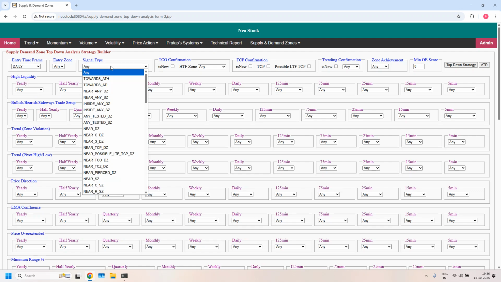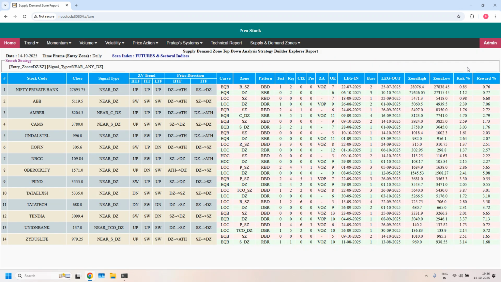Okay, daily time frame, stocks near to the daily demand zone. We got 14 stocks. Let us identify daily high liquidity demand zones. Amber is having a daily high liquidity demand zone. Next, CAMS is having a daily high liquidity demand zone. And Zydus is having a daily high liquidity demand zone. So we identified three daily high liquidity demand zones from this list.